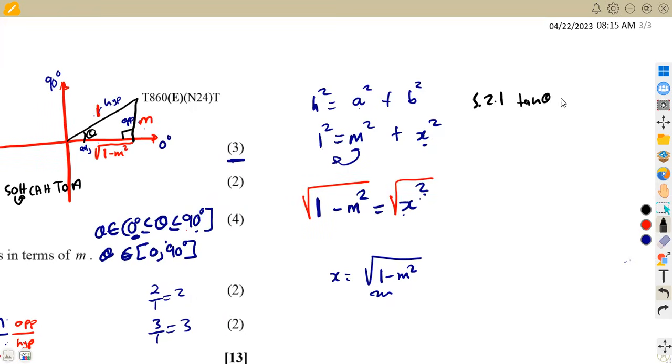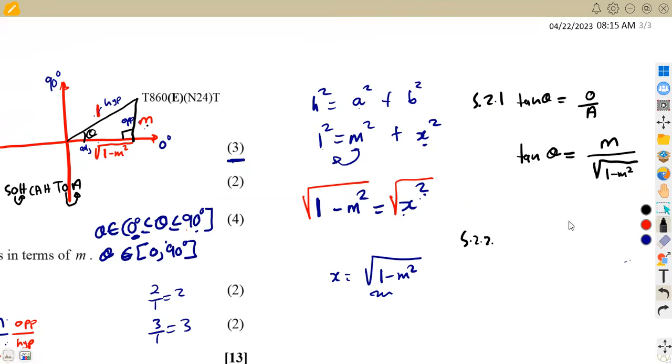So the tan of theta is going to be what? Remember, from TOA here, tan is opposite over adjacent. So the tan of theta is supposed to be opposite over adjacent. So that means the tan of theta is equal to the opposite, which is m, over the adjacent, the one that we calculated now, which is the square root of 1 minus m squared. So you have the ratio for tan of theta.